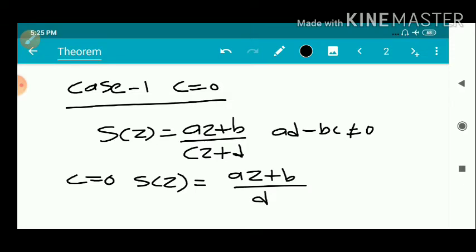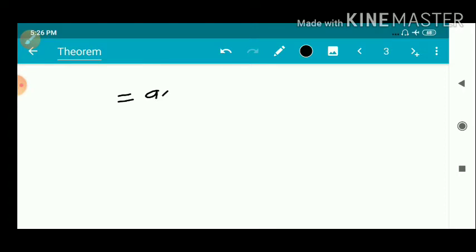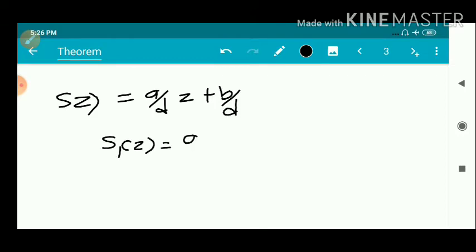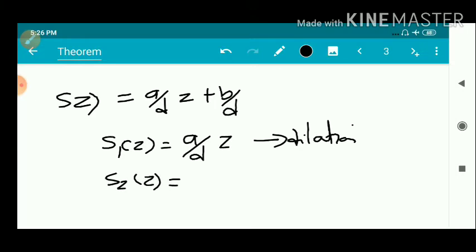by D. By splitting this, we get AZ by D plus B by D. That is, A by D into Z plus B by D. S of Z equal to A by D into Z plus B by D. Let S1 of Z equal to A by D into Z, which is a dilation.